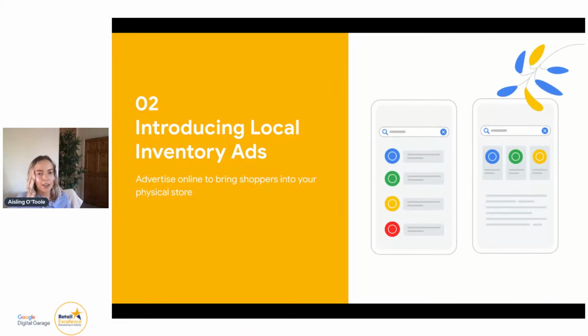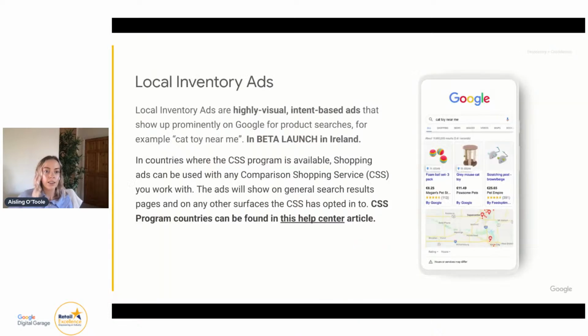Local inventory ads allow you to advertise online to bring shoppers and really drive traffic into your physical stores. They are highly visual, intent-based ads. They show up prominently on Google for product searches. For example, here you can see on the right-hand side for cat toy near me, and you can see the local inventory ads appearing at the top there. And as we said, these local inventory ads are currently in this beta launch in Ireland. So you could be one of the first retailers in the country to use them.